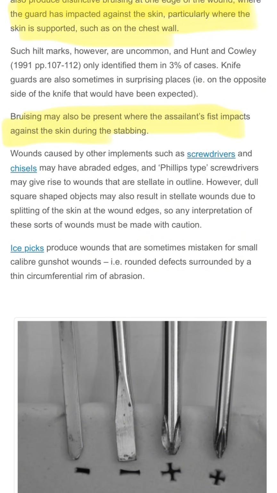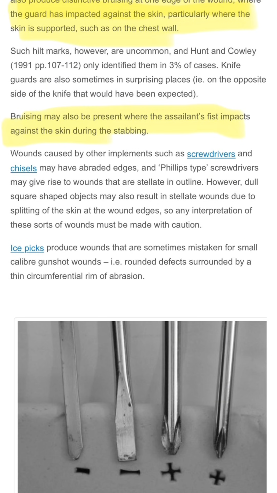Now, this section talks about the guards, the hilts on the knives. And you know how, like, the K-bar has the hilt? It says that these can produce distinctive bruising at one edge of the wound where the guard has impacted against the skin, particularly where the skin is supported, such as on the chest wall. It says such hilt marks, however, are uncommon, and a study done in 1991 only identified them in 3% of cases. Now, this was a UK study, and I don't know how many K-bars are in the United Kingdom or that style of military knife.